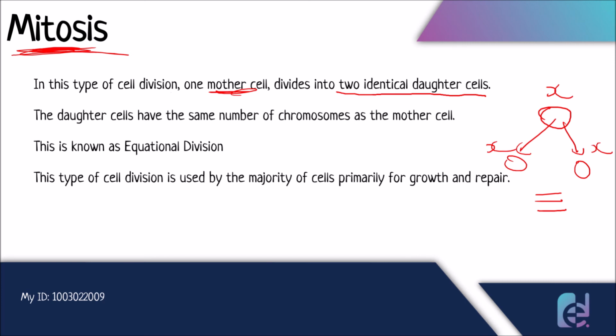Now this type of division, where X stays X, is known as equational division. There's no loss in chromosomes on dividing. The number of chromosomes stays the same after division as before division. This type of cell division is used by the majority of cells for growth and repair. So mitosis, you can remember, is used for the growth and repair of cells.